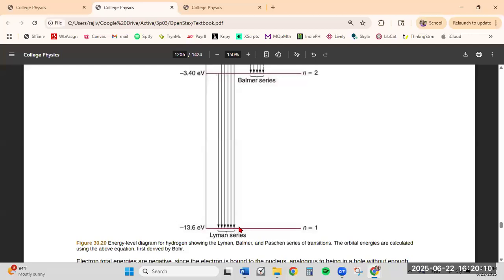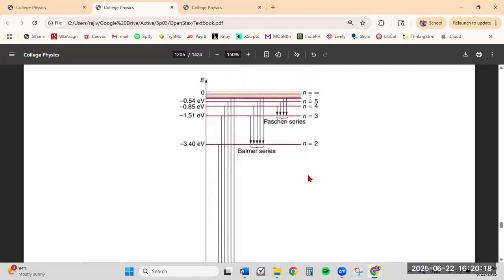So Lyman series is one in which the hydrogen atom ends up in the ground state, starting from any of these excited states. Balmer series is where the hydrogen atom ends up in n equals 2 state, starting from one of these, and then similarly Paschen and all that.